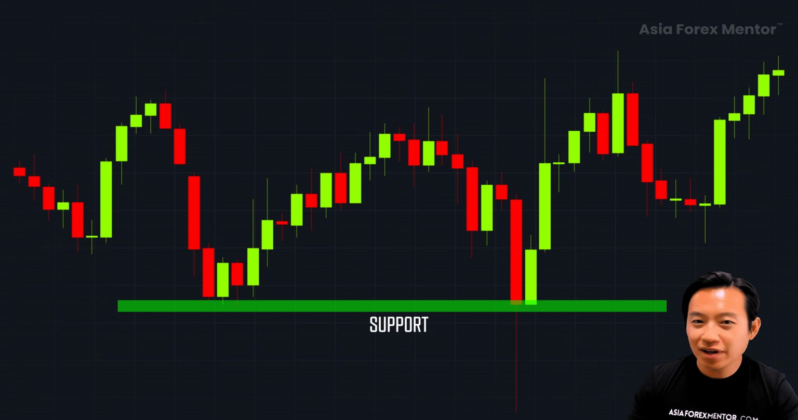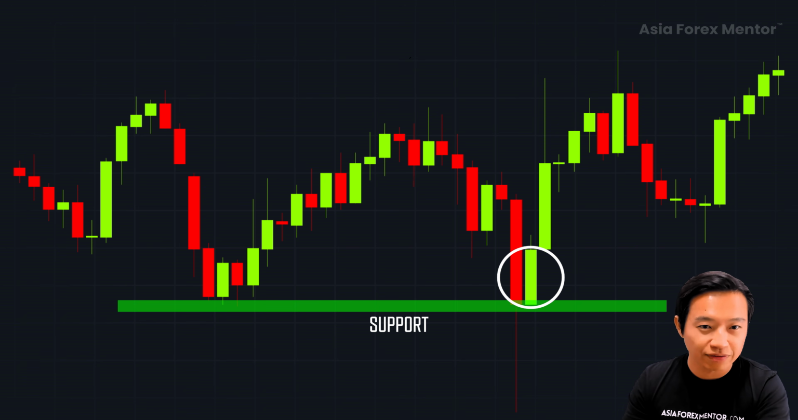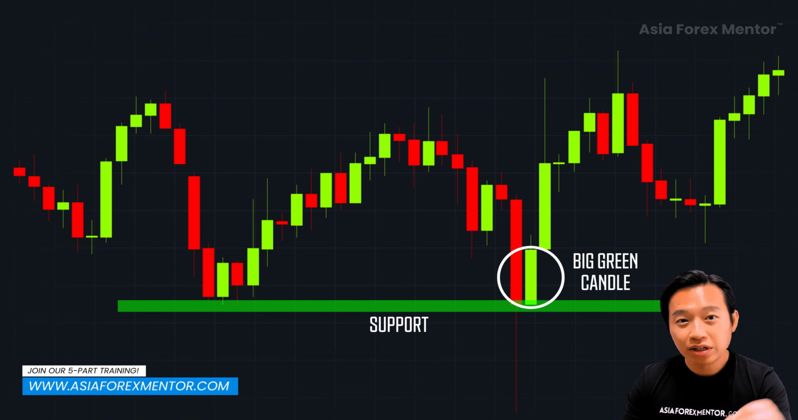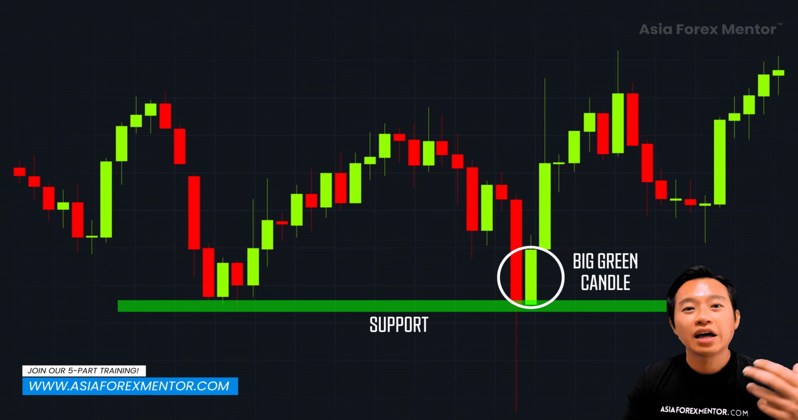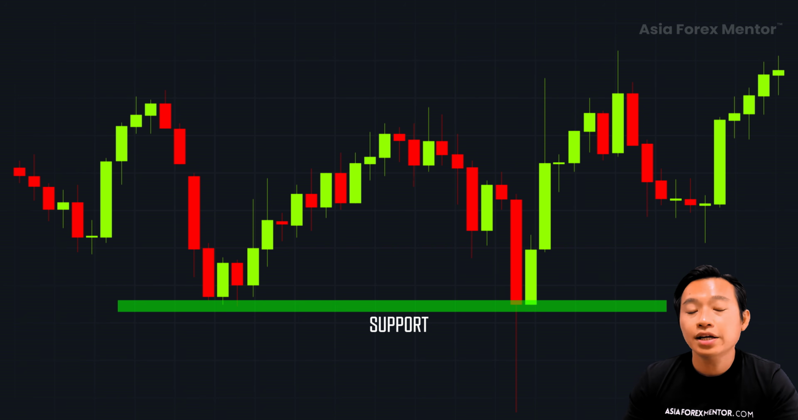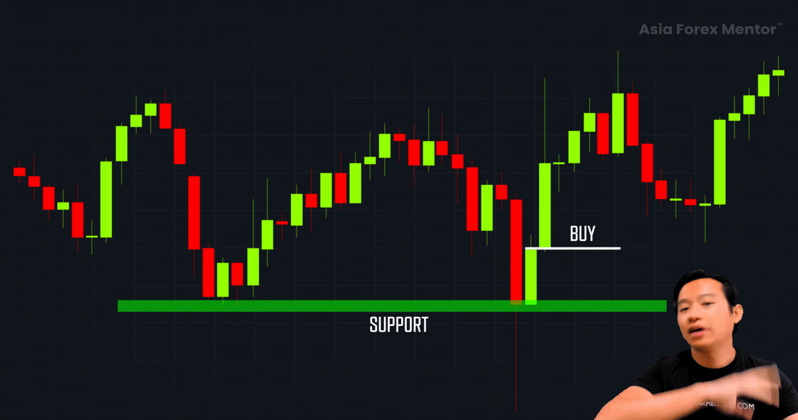For even more confirmation, you can check the next candle after that. It is a big green one. This green candle helps to confirm the reversal. Now it is a good time to consider entering a buy position. All right, now another example.